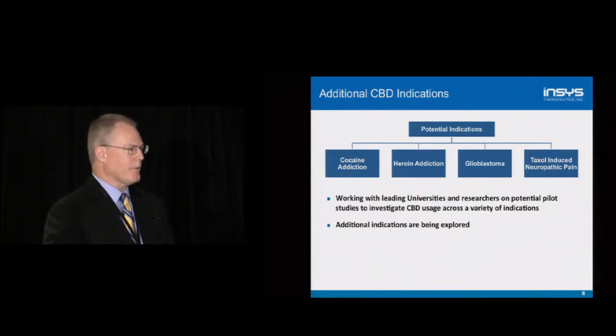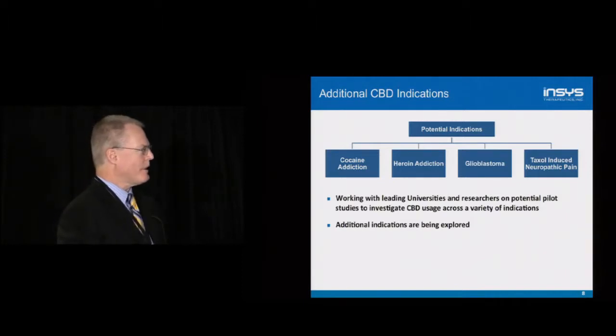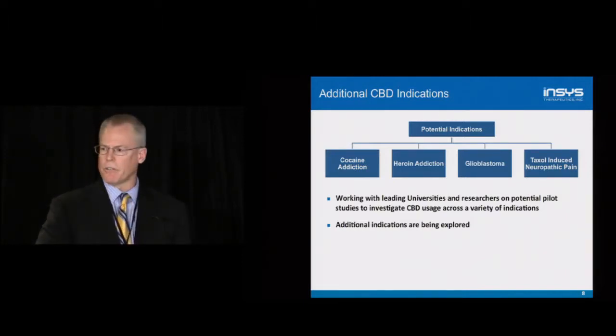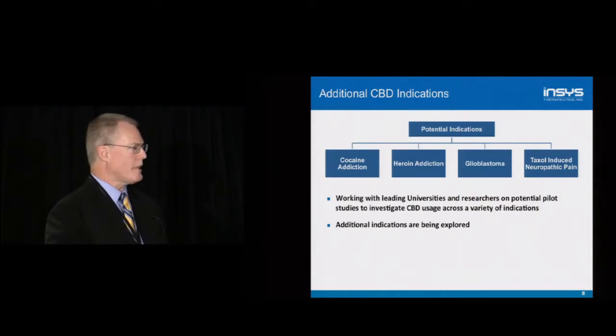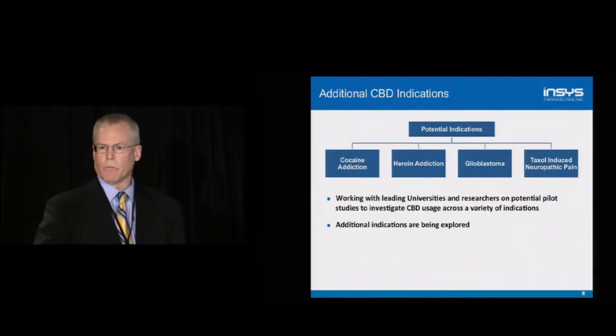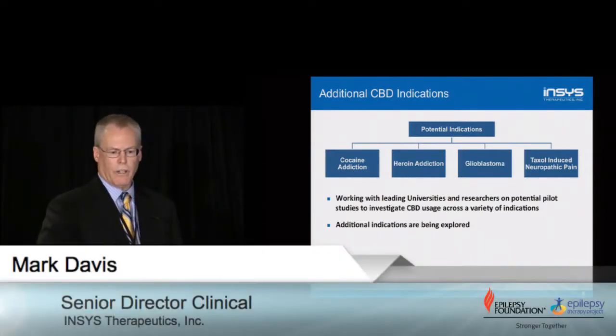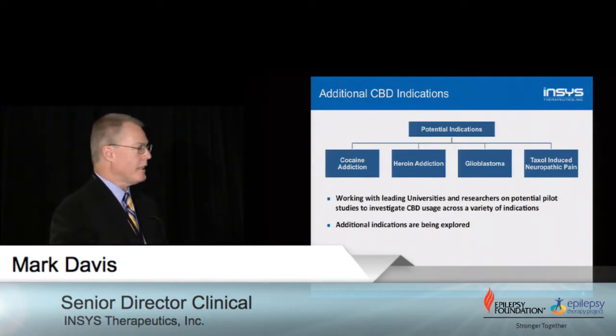As you can well imagine, as many of you know, there's a lot of noise going on about the use of medical marijuana in a number of different indications, and we believe that we have a good alternative to address some of those, specifically in helping with cocaine addiction. There's data to show that it works in glioblastoma and in peripheral neuropathic pain. So we are working with leading universities in these and starting to get some traction to get trials underway as quickly as possible. And we're looking at even additional indications beyond these.